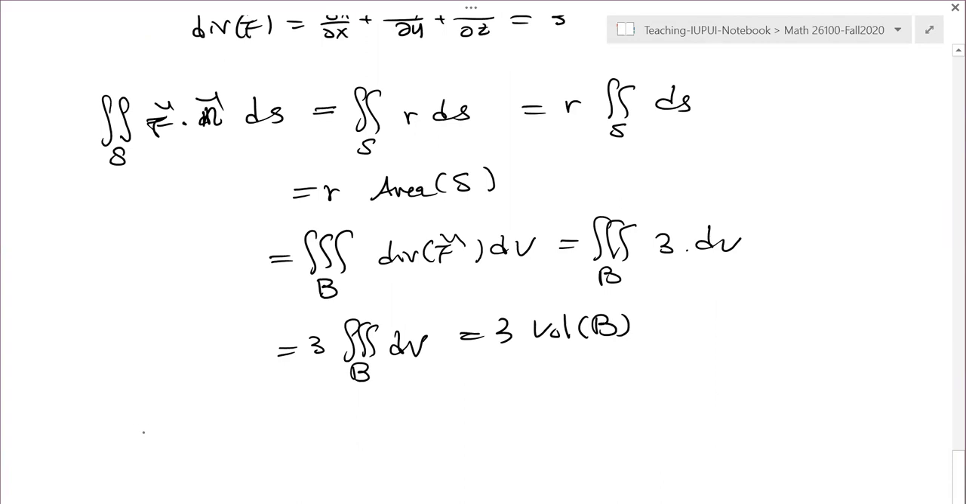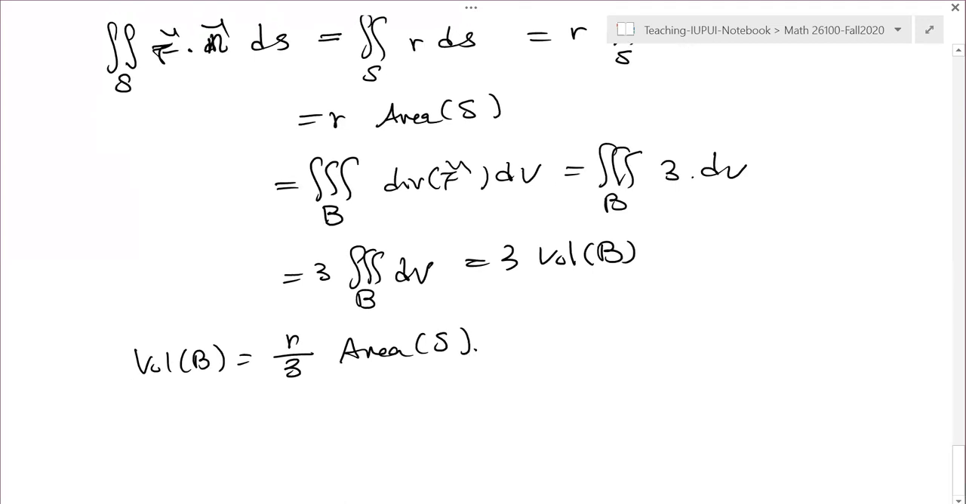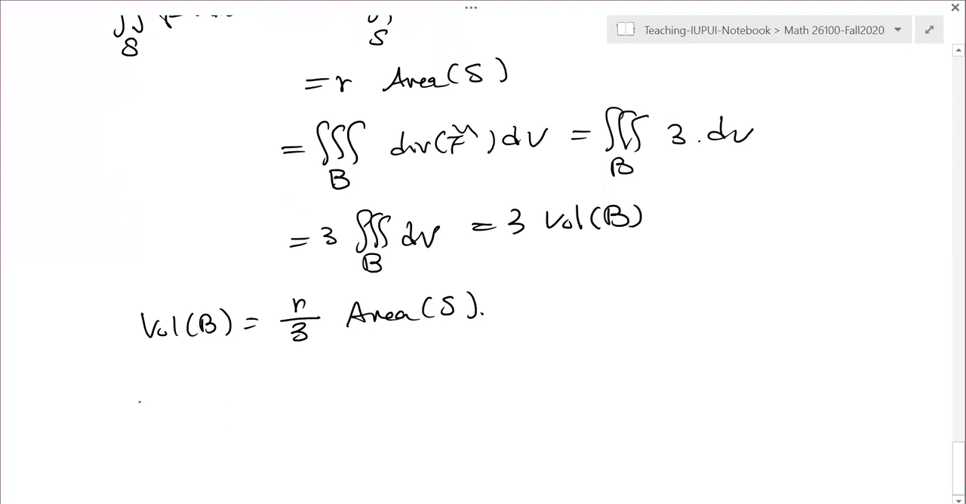Now it's clear we have the formula. The volume is r over 3 times the area of the surface of the sphere. If you know the area of the sphere, you can get the volume of the ball. If you know the volume of the ball, you can get the area of the sphere. That is the relationship. We know the area of the sphere is 4 pi r squared, then you get the volume of the ball. Depending on which is easier to compute, I think the volume of the ball is much easier to compute using spherical coordinates. Then you can get the area of the sphere.